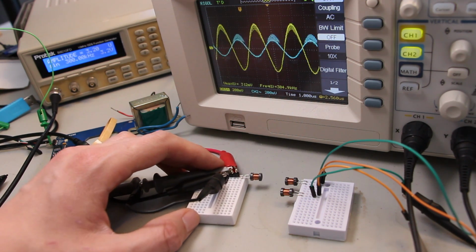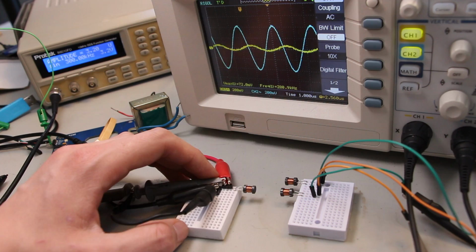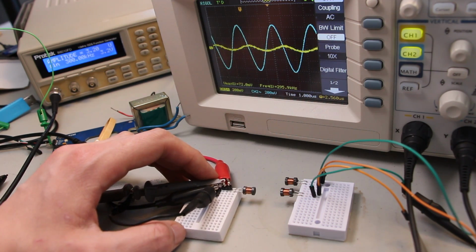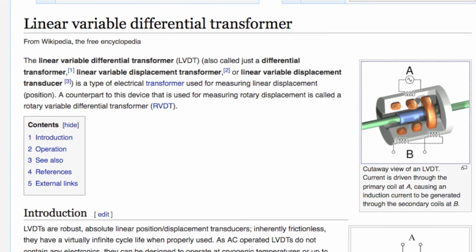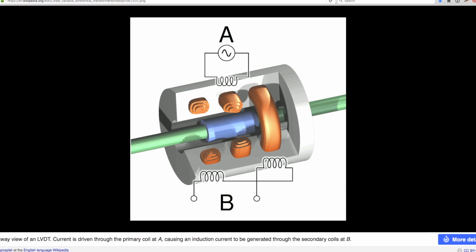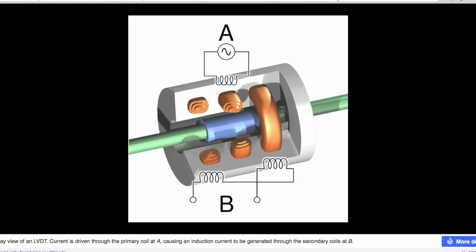RFID doesn't usually measure position, but other technologies can use coils to measure position quite accurately. A good simple example is the linear variable differential transformer. It uses 3 coils to accurately convert the linear motion of a shaft to the magnitude of an AC signal.